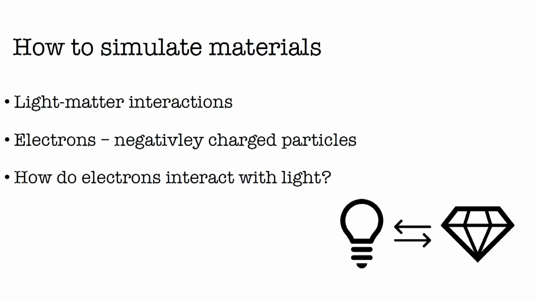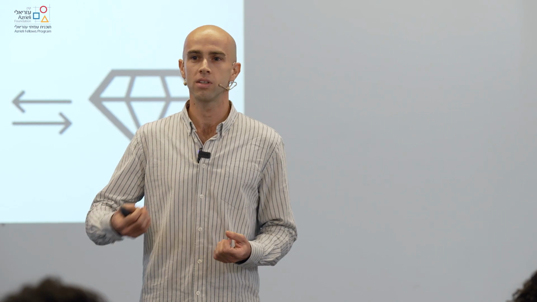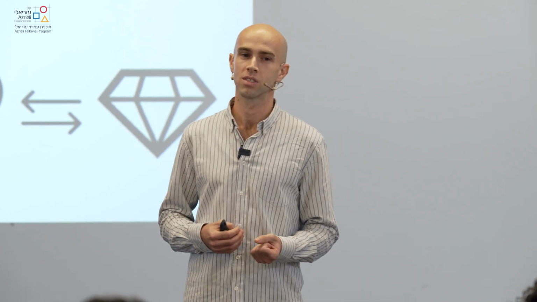So let's go back to the solar panels we discussed. To understand how they work, we ask questions about the interactions of matter with light. For example, we want to know how much light is absorbed in the material, which can also tell us about its color. The energy conversion processes involve electrons, one of the particles that build atoms. These are negatively charged particles that play a key role in chemical processes.